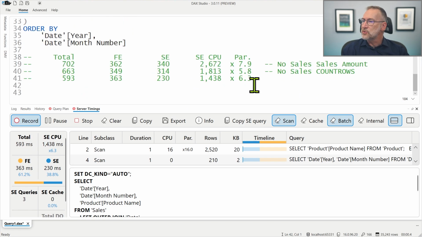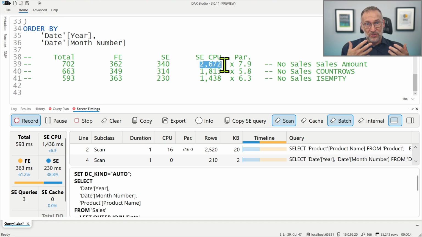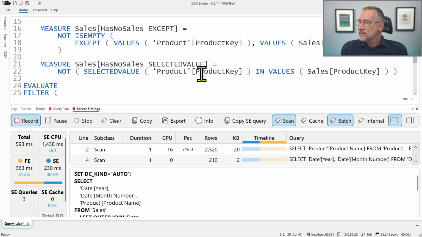Let's store the numbers. So we have 593 milliseconds, 363 milliseconds of formula engine, 230 milliseconds of storage engine, including parallelism, and 1.4 seconds of storage engine CPU. This is no sales using isEmpty. And again, so far, this is our best choice, because 1.4 seconds against 2.6 seconds is a lot of time. It's 1.2 seconds out of 2.6, so it's really a very good improvement.